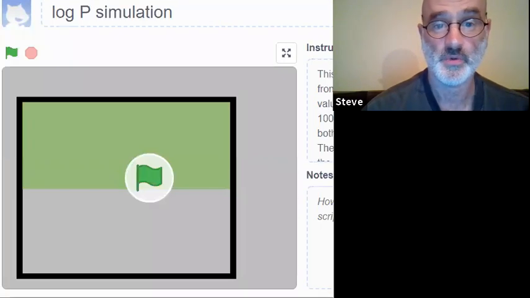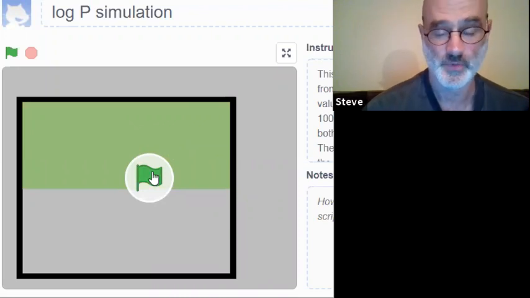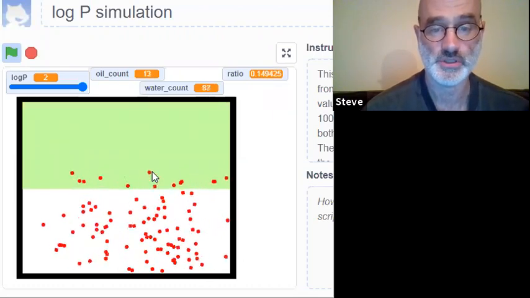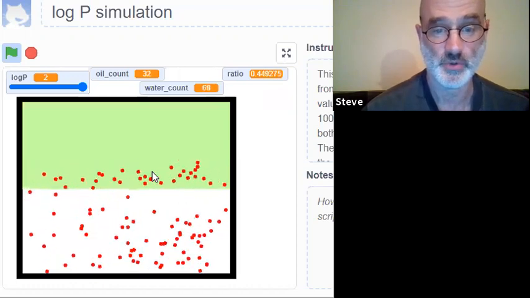Okay, the one that I did after that is a log P simulation, which is basically how neutral molecules will partition between oil and water.